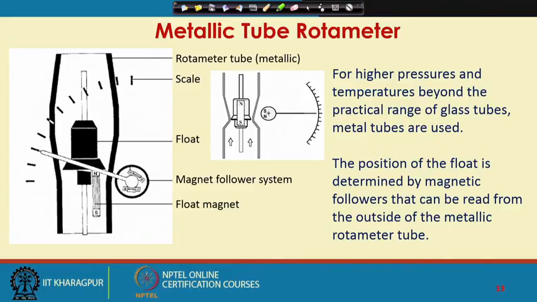For higher pressure and temperature beyond the practical range of glass tubes, we have to use metal tubes. Once you use a metal tube, you cannot read the float position directly as you can when you are using a glass tube. Then an arrangement as shown in the figure can be used for indication of the flow. The position of the float is determined by magnetic followers that can be read from the outside of the metallic rotameter tube.